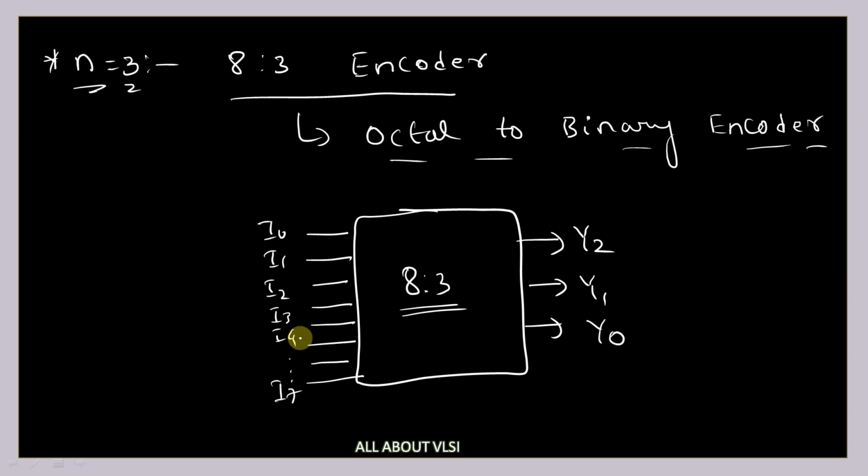So what he will do is press the I4 button, closing the switch related to I4. What is the output we are going to get? The output is 100. And if we press I7, then we get 111. So this is how you can remember this.